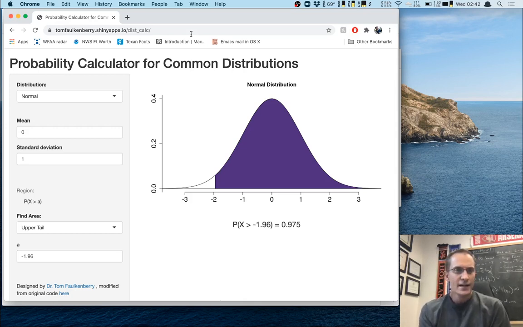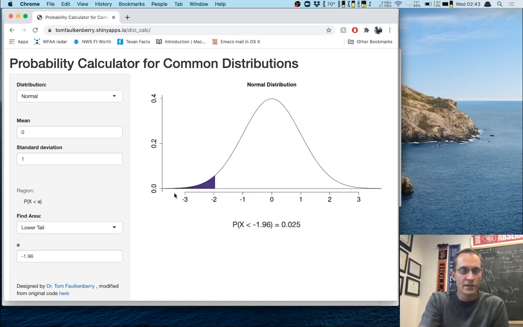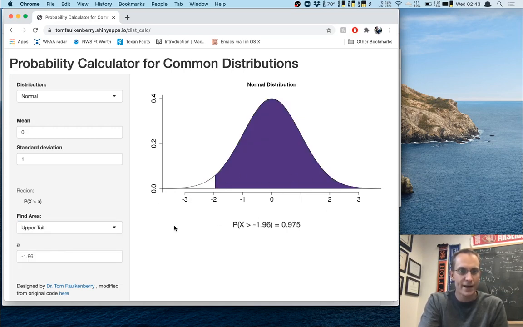So the idea is you can specify your distribution, and you can give some things you know about the problem. So you can give things like the mean and standard deviation. And then from that, you can find areas under the curve. In fact, you can find 4 different types of areas. You can find a lower tail, an upper tail, both tails, or the middle. Okay. What are those? Well, think about them for a minute. The lower tail, let me just click that, is going to be a lower tail past some point, whereas an upper tail will be the upper part past that point.